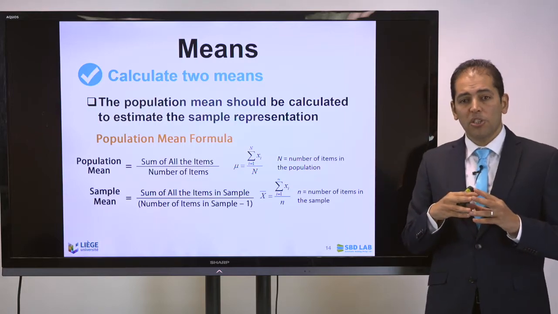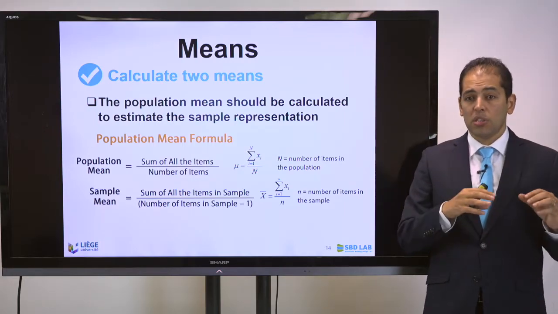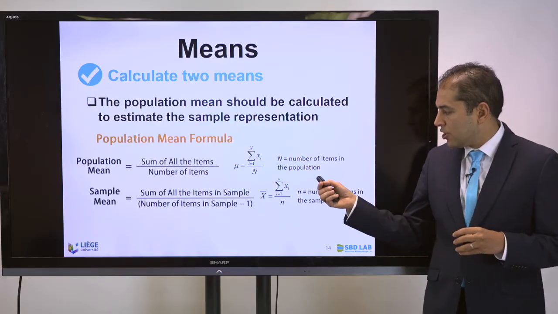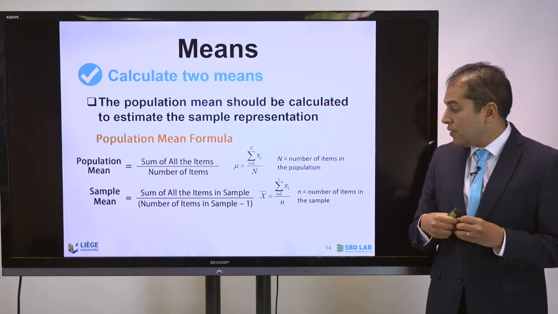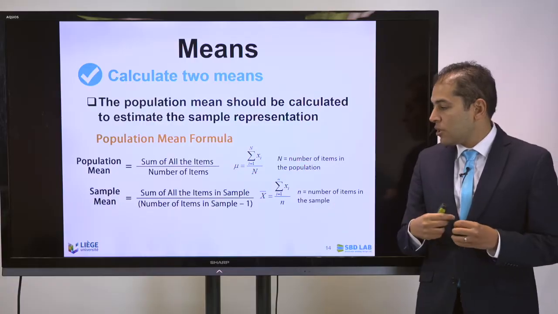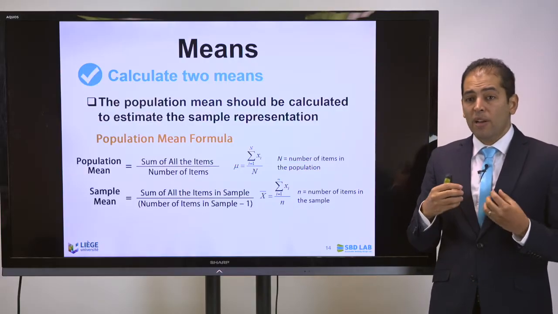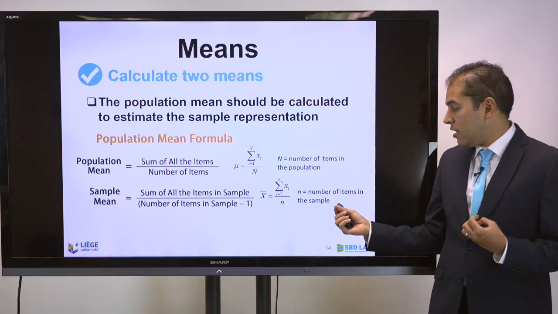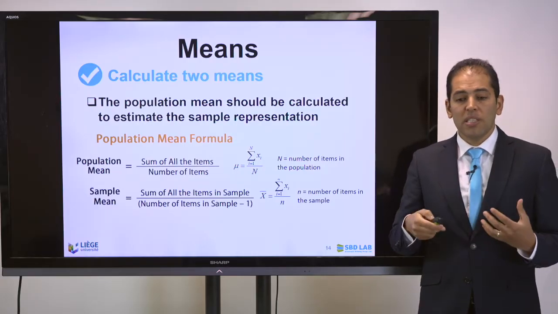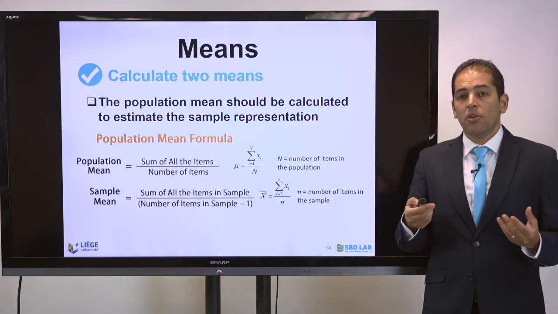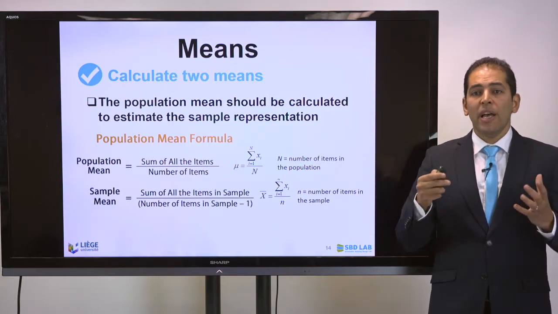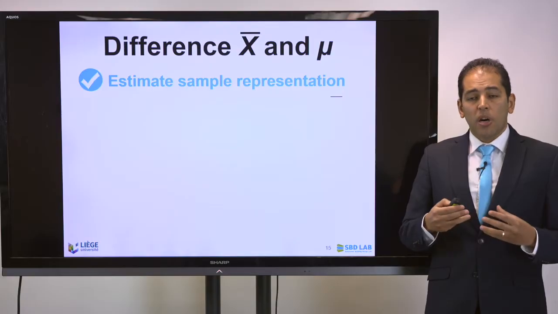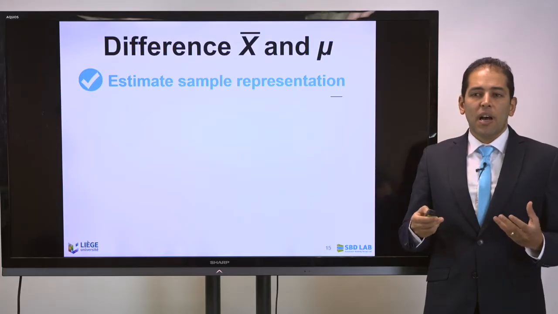The N will be the number of items in the population. By that we can have the population mean, and then we will need to do the same exercise with our sample mean. From there we will have the sum of all items in the sample, which is the x, divided by the small n, which is the number of items in our sample, which is the smaller one. And by that we can get the x bar, representing the sample mean, where the small n is the number of items in the sample. So this is the calculation method that we use in order to calculate the means of the population and of our sample.